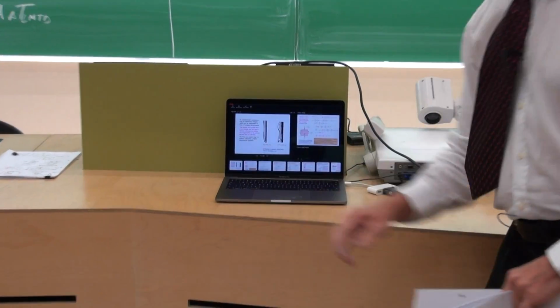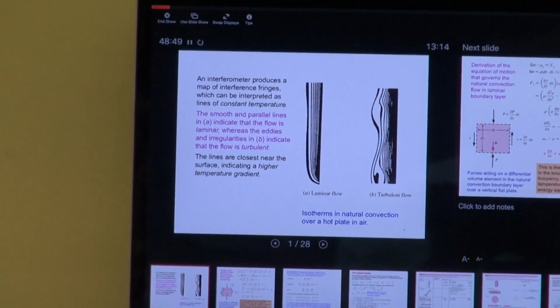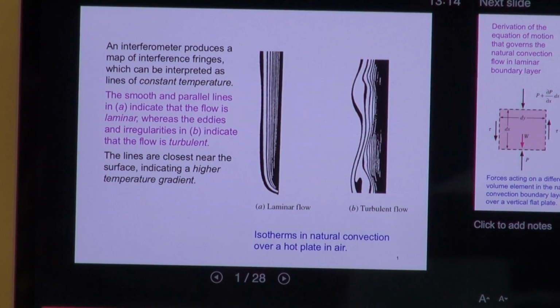If you can just focus on that part of it, Kyle. So there you can see typical photographs that can be taken, and those are typically lines of constant density, lines of constant temperature. The sketch on your left hand side shows the flow is laminar, and on the right hand side the flow is turbulent in nature. So those things were used before the time of CFD to determine how the flow field would look around objects, and of course more complicated objects than a flat plate.